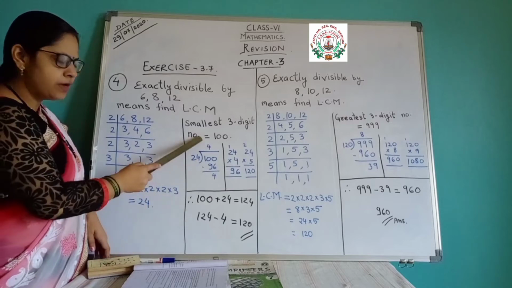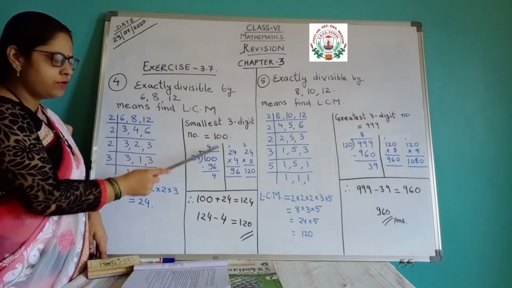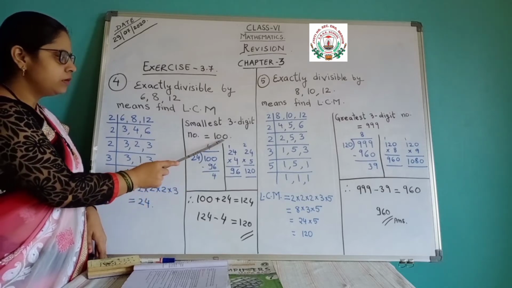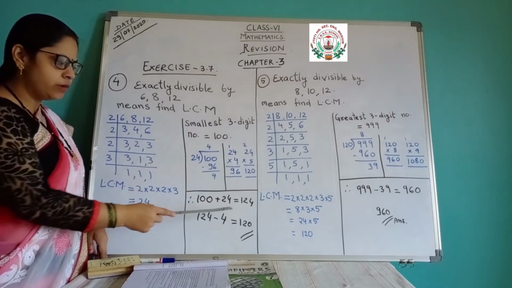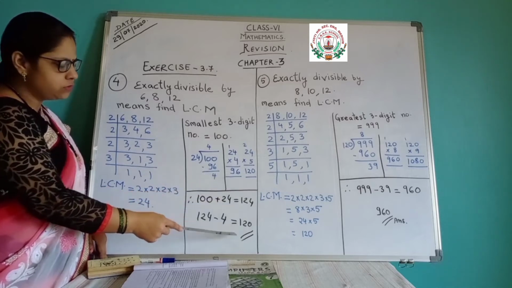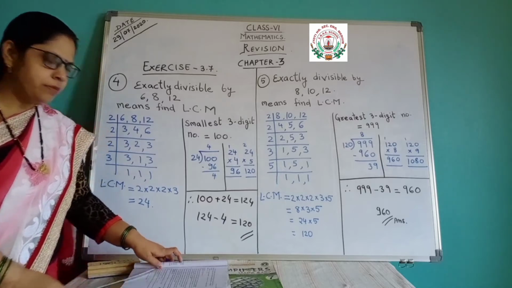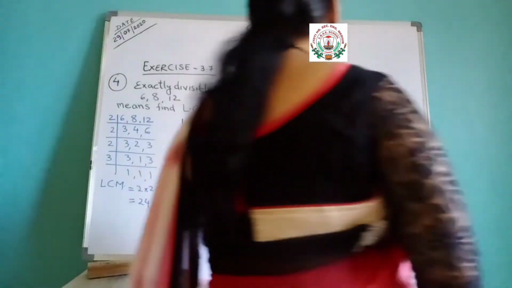The smallest 3-digit number is 100. This 100 is not completely divisible, leaving 4 as the remainder. So this 100 plus 24 is 124. From this we are subtracting this 4. So 120. So 120 is the answer. Now coming to the next question.